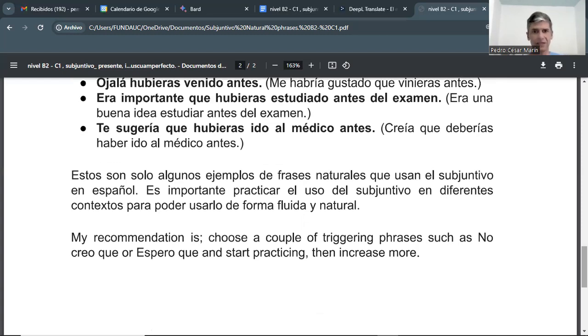Well, these are some examples of natural phrases that we usually use every day of our lives with the subjunctive mood. My recommendation is, as I told you before, to choose a couple of triggering phrases such as no creo que or espero que. Choose 5 verbs that you like, memorize the conjugations, start with present subjunctive, then add the imperfect. And the more you're learning, the more you're adding more and more verbs. And of course, keep practicing. The more you practice, the more you're going to be able to use it.